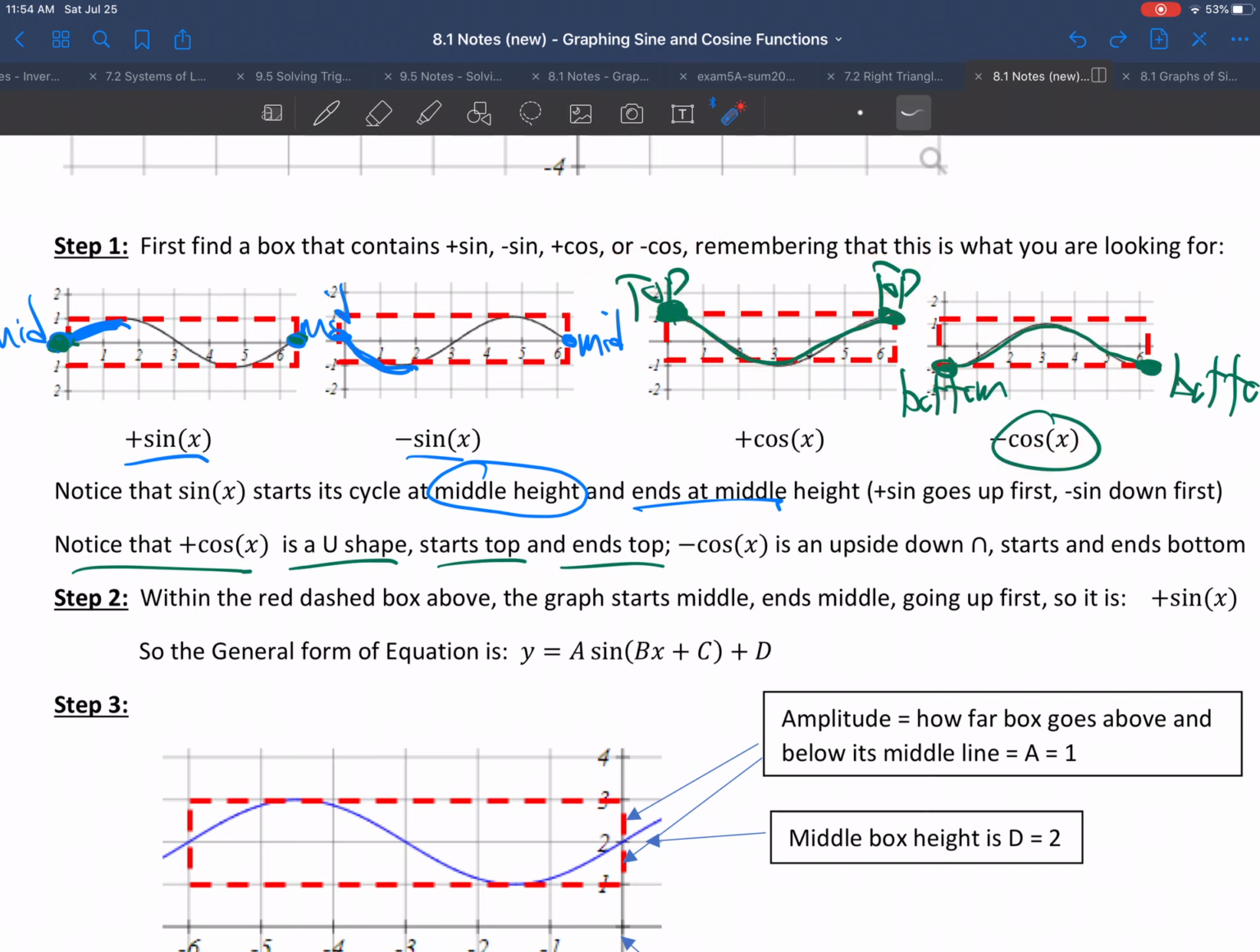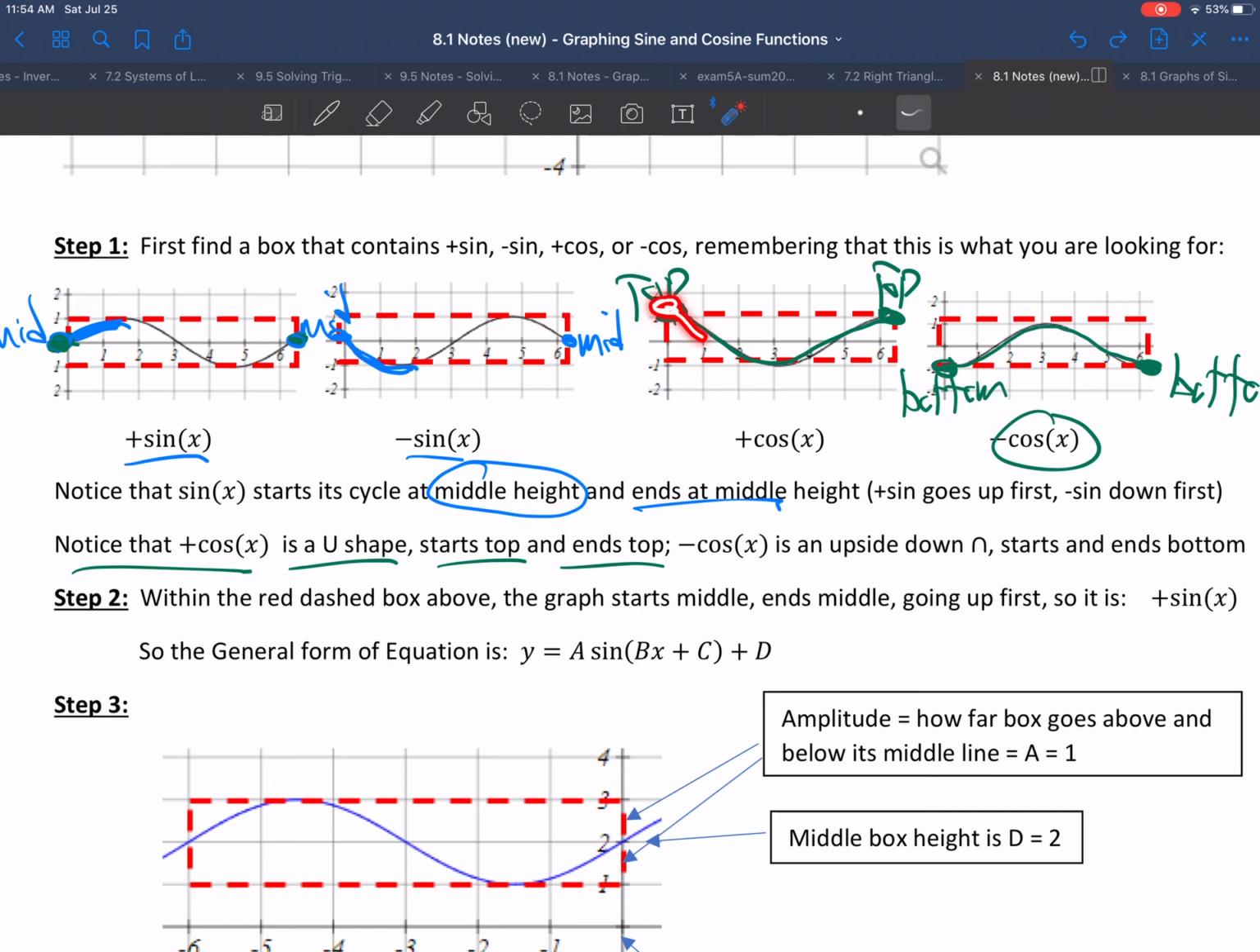So that's key. You've got to be really clear on the difference between sine and cosine. They're really the same thing, just a shift away from each other. Again, sine starts in the middle, ends in the middle of the box for one cycle. The only difference between positive sine and negative sine is what it does first. Positive sine goes up first, negative sine goes down first, but they both start in the middle and end in the middle, whereas cosine doesn't do any of that middle stuff.